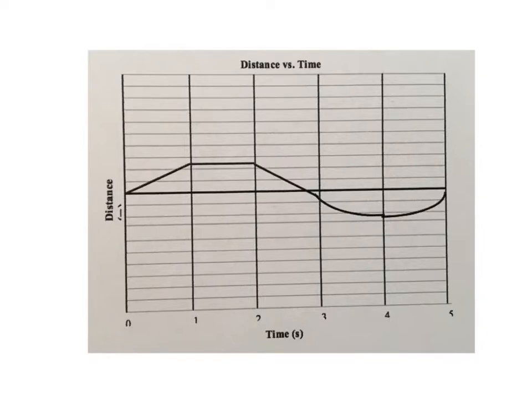So from 0 to 1 seconds, this is moving forwards. Anywhere in the graph that your line is headed up on a distance time graph or position time graph, it is moving forwards. So for the first one, it's moving forwards. From 1 to 2, it is not moving.